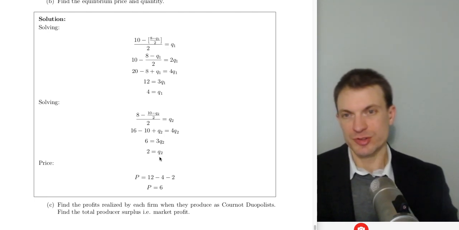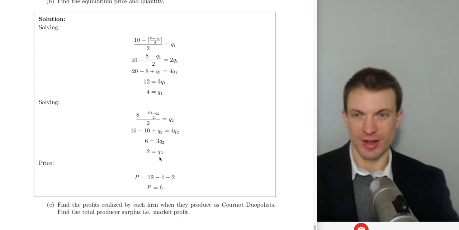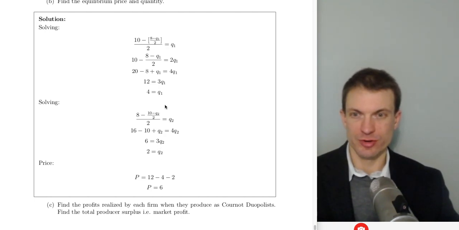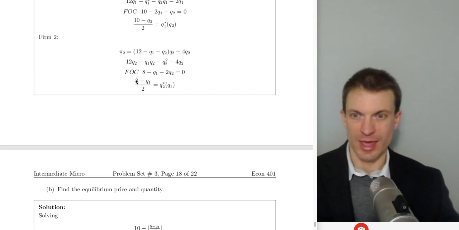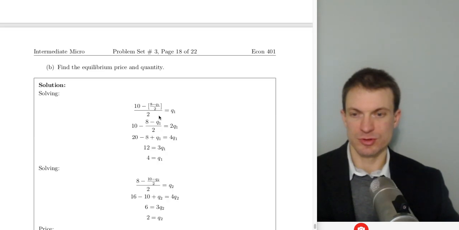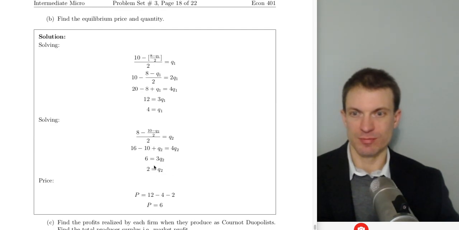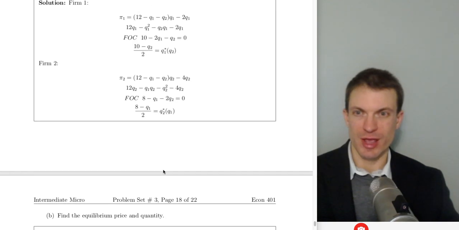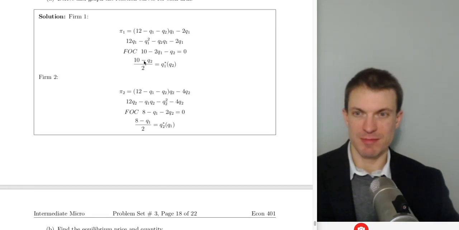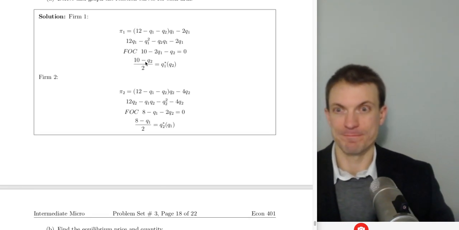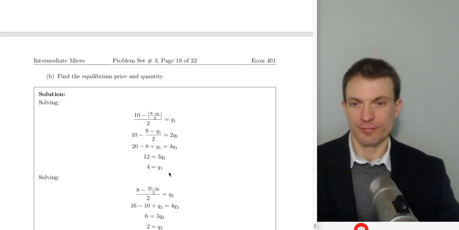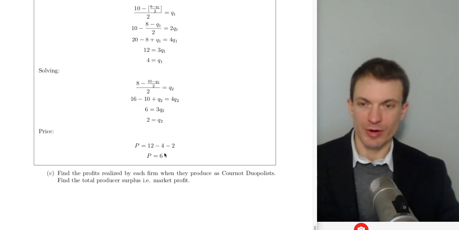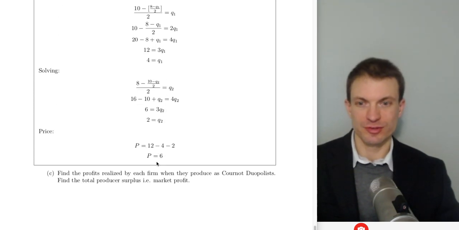We better check those. If firm 1 is setting a quantity of 4, what's firm 2 going to want to do? Let's use firm 2's reaction. Let's plug 4 in here. 8 minus 4, 4 divided by 2, 2. Good, that fits. Let's use firm 1's reaction to firm 2's choice. 10 minus 2 is 8, divided by 2 is 4. That's this. All right, and then the price is going to be 12 minus 6, or 6.